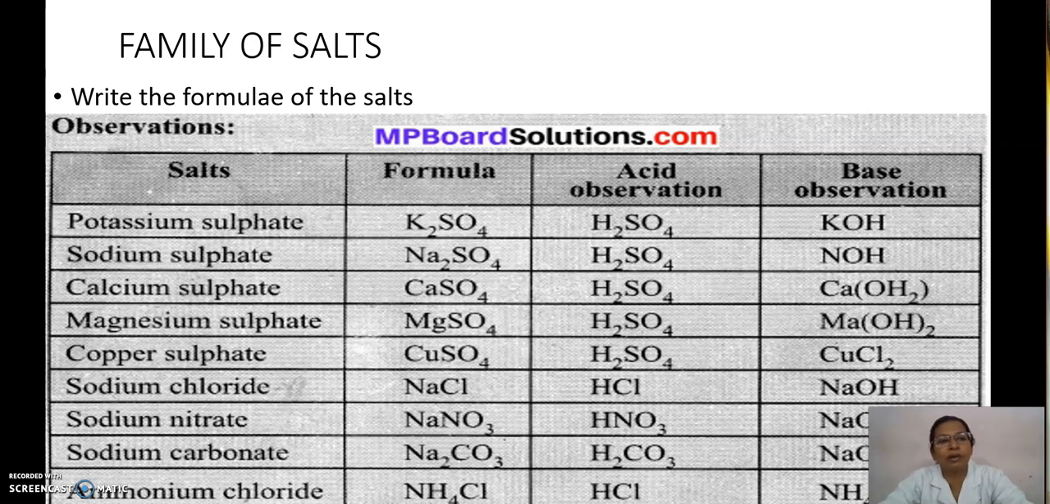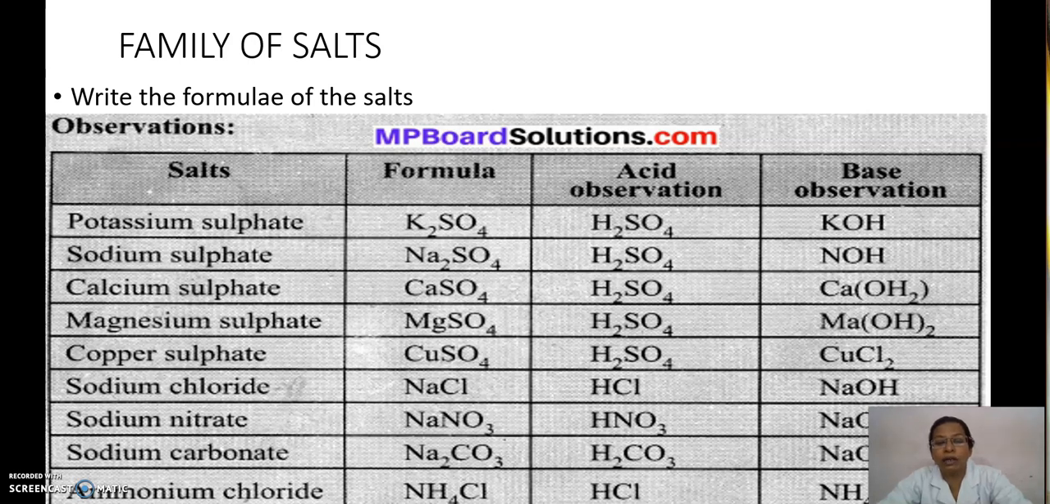So in your textbook, an activity is given, family of salt. Write the formula of the salt, and you have to find out which is the acid and which is the base used for that. First example, it is written potassium sulfate. So the formula is K2SO4.